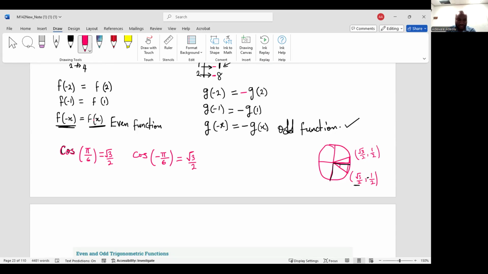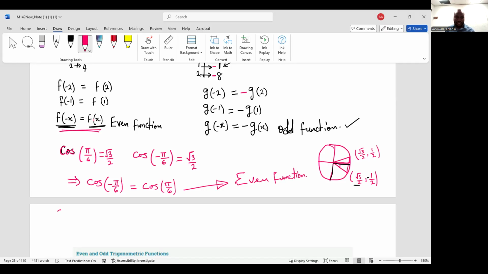Now, what do we see? That implies that cosine of negative pi over 6 is the same thing as cosine of pi over 6. Can we see it behaving like this? So we say the cosine function in general is an even function.